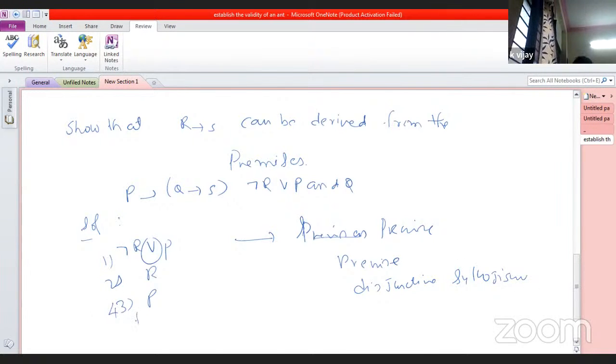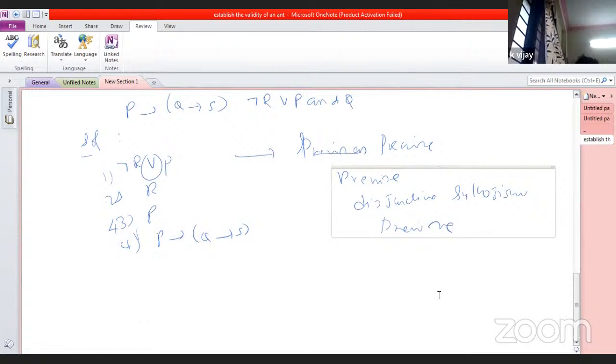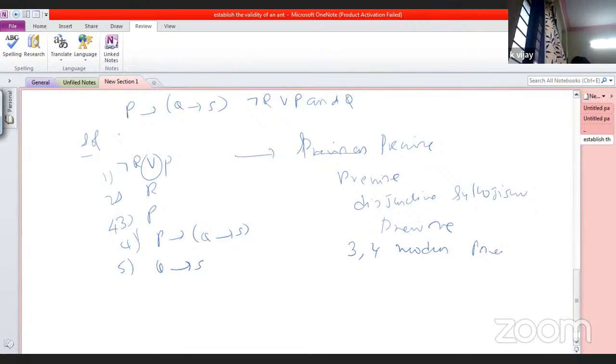Then the fourth condition, P implies Q implies S. This is also called a premise. Why? Because negation of R or P also is a premise. So therefore P implies Q implies S is also called a premise. Then the fifth condition, Q implies S, from 3 and 4, modus ponens. We can write here from 3 and 4 modus ponens.